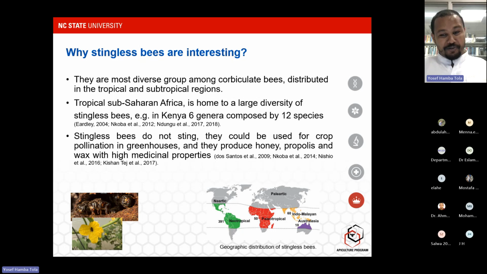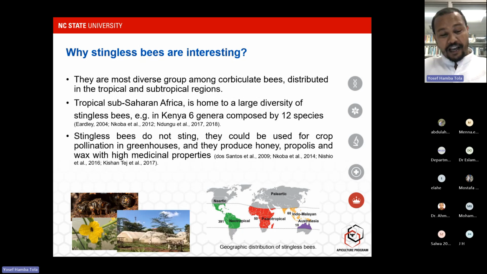And they can produce honey, propolis and wax, with high medicinal values or high medicinal properties when we compare with honeybee honey. So that's why these are the most important.